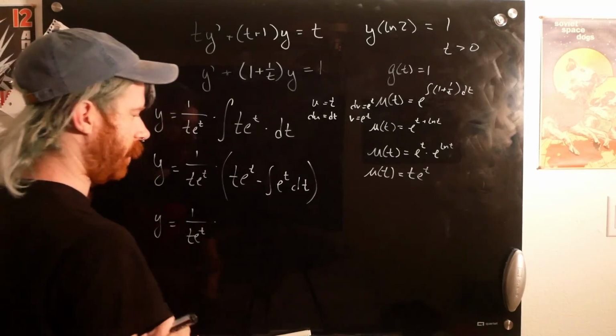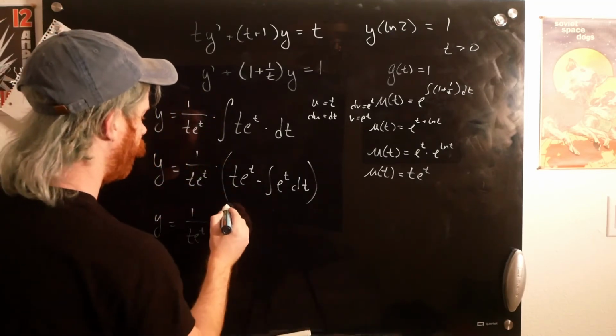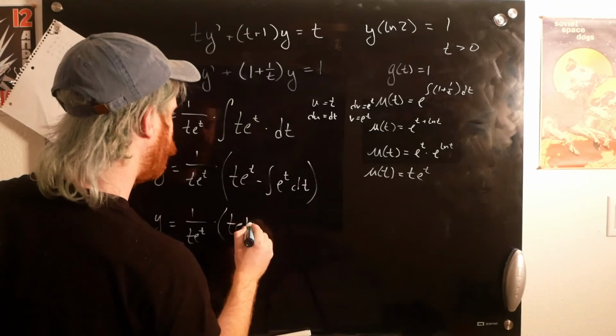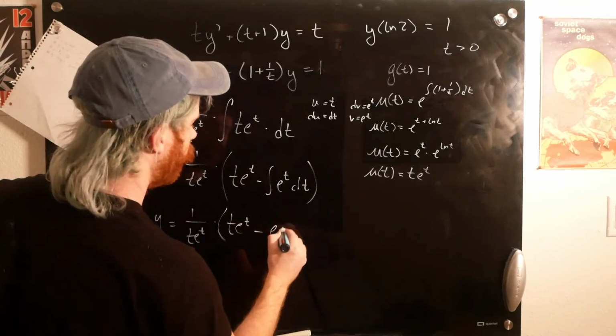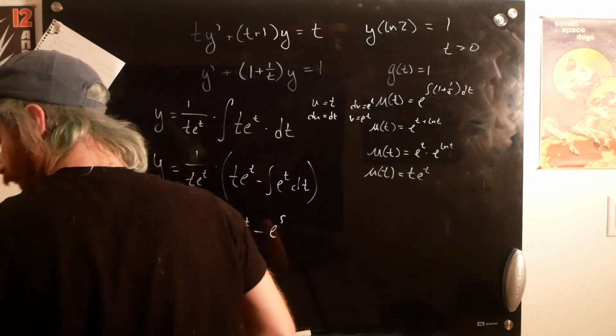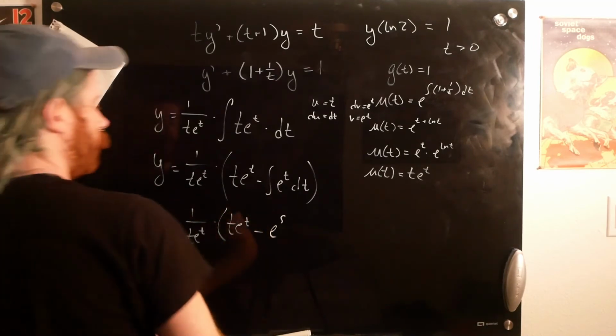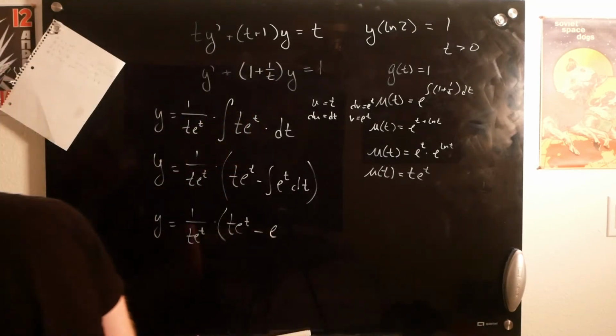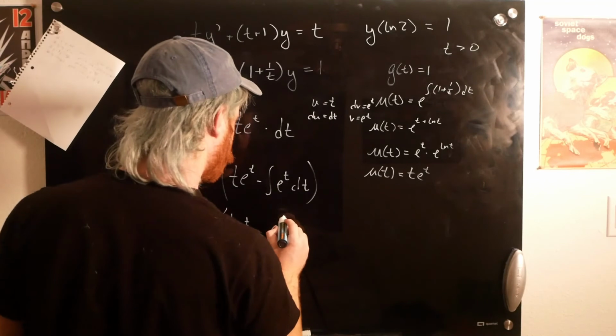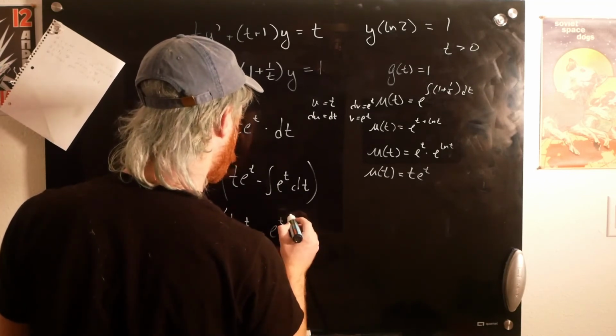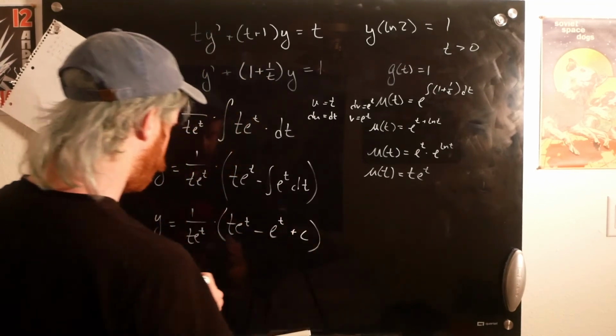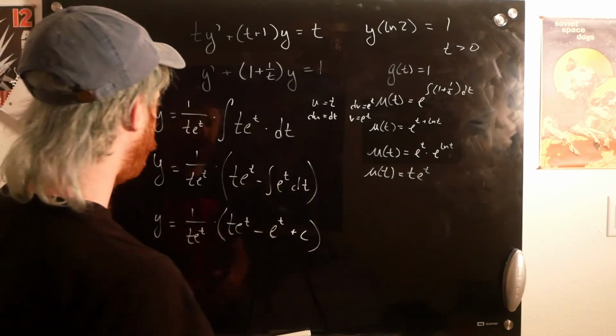times, well, actually, I'm going to go ahead and write it out. t e to the t minus, it's just going to be the integral of e to the t, which is just e to the power of t. And then don't forget that constant of integration on the end when you're finished integrating fully.